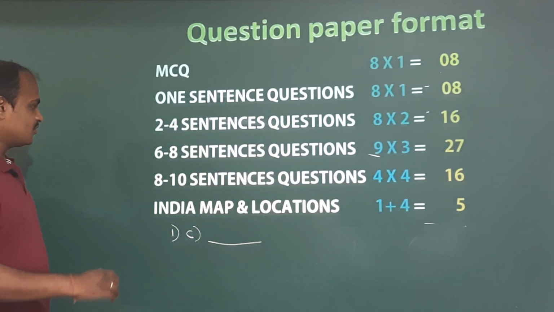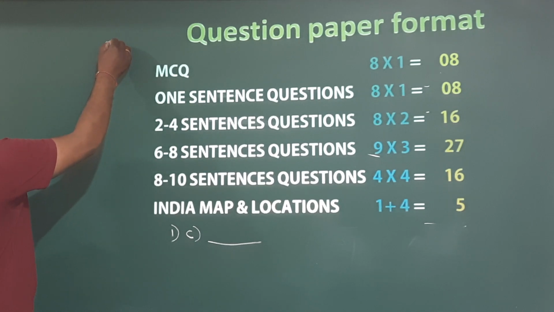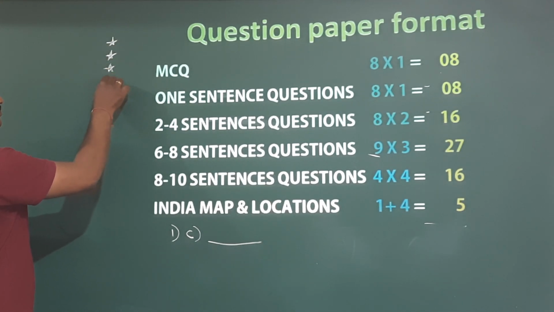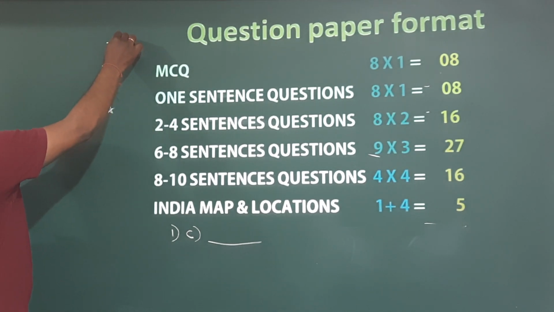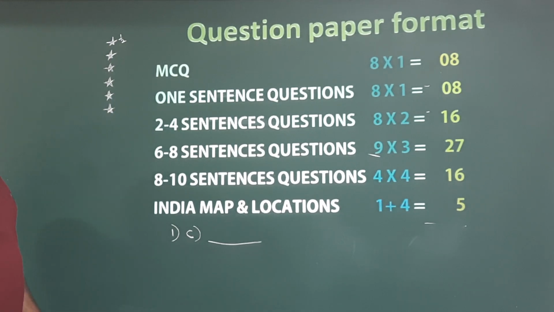And one more thing, you write the points by making a star mark. Each point carries half a mark, so 6 points carry 3 marks.